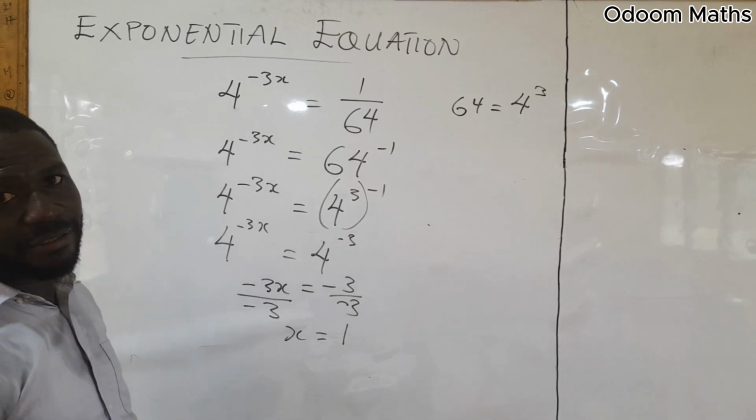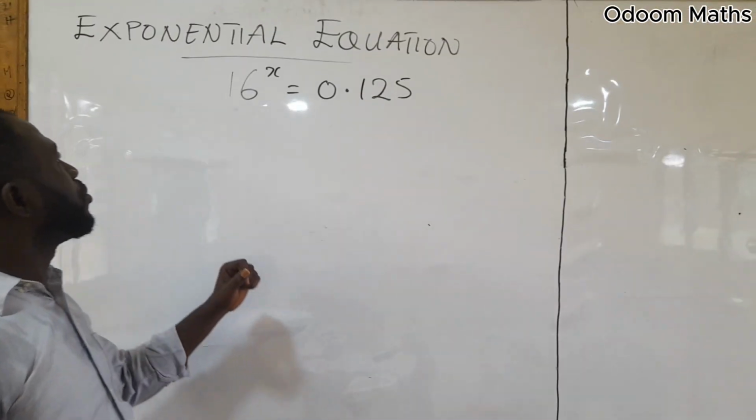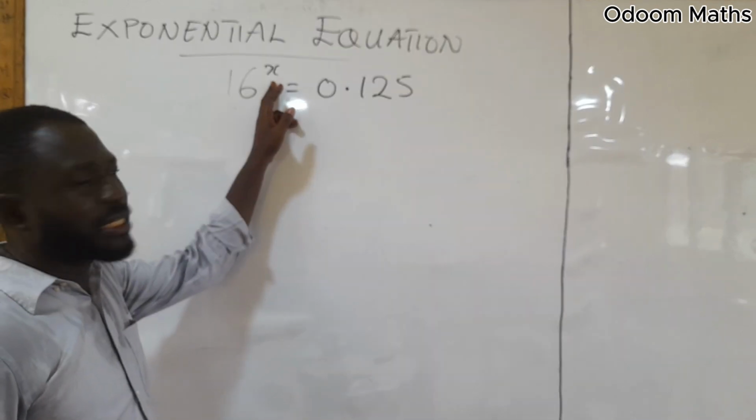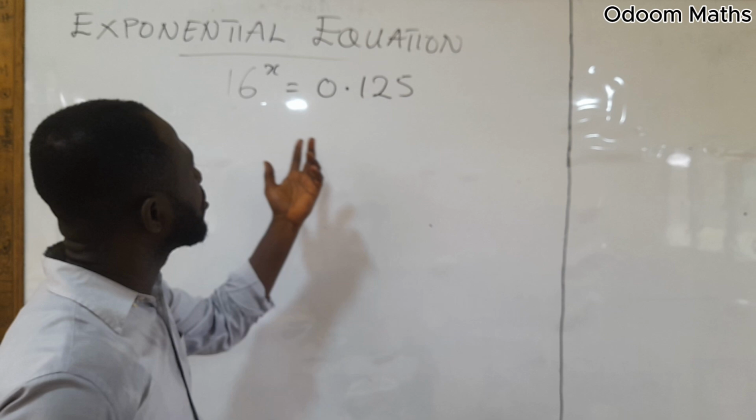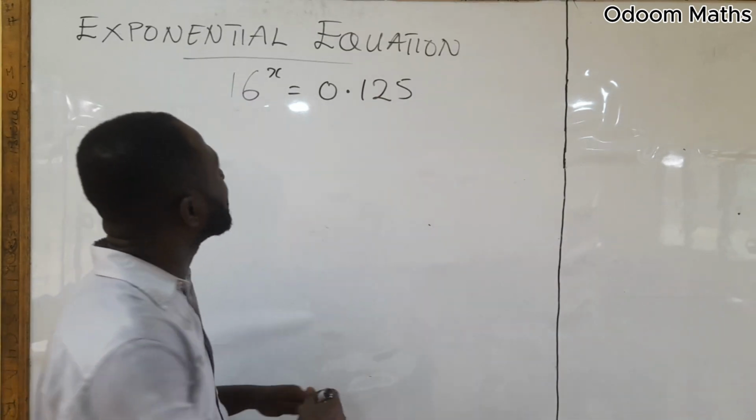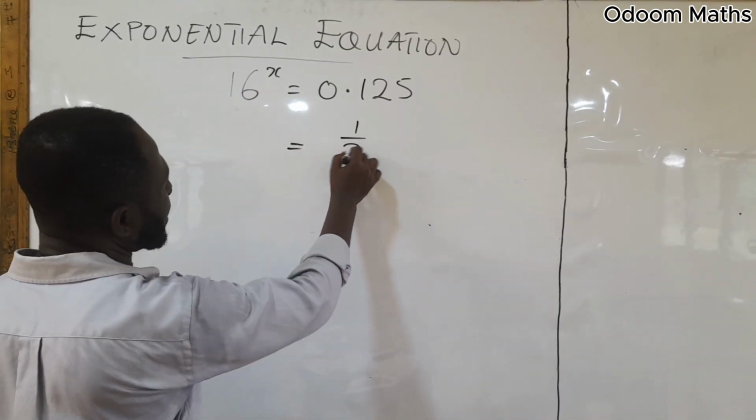So that is that. Let's go look for another example. Okay, let's look at one more example. So 16 to the power x equals 0.125. Now, what is 0.125? 0.125 is the same as 1 over 8.